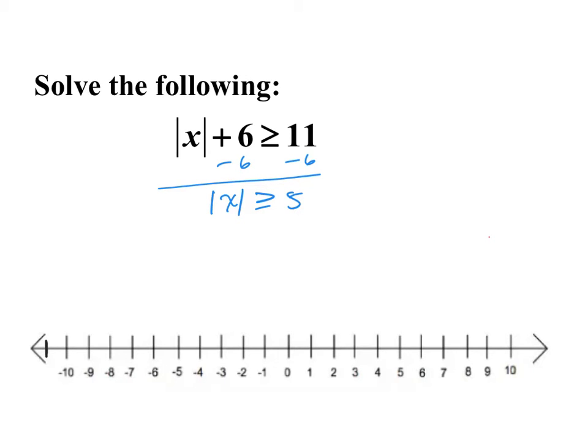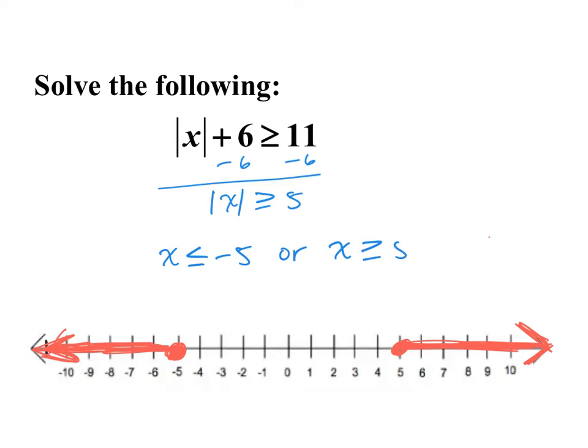So let's indicate that on our number line. We're going to include negative 5. I'm going to put a closed circle there because of this greater than or equal to symbol. And then I'm going to shade everything to the left because those are all numbers that are more than 5 units away from 0. And then we'll do the same thing on the other end of the number line. I'm going to shade in positive 5 and then shade the numbers that lie to the right of positive 5. So this number line indicates all the numbers that are more than or equal to 5 units away from 0. The way we'll write our answer is we'll say that x is either less than or equal to negative 5, or x is greater than or equal to positive 5.